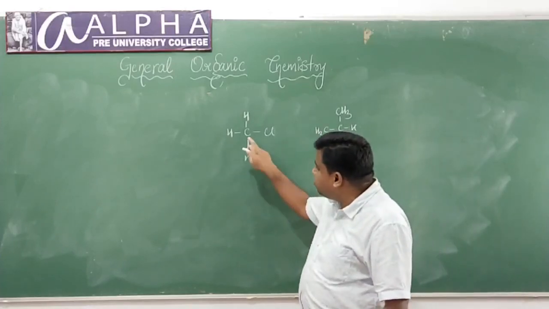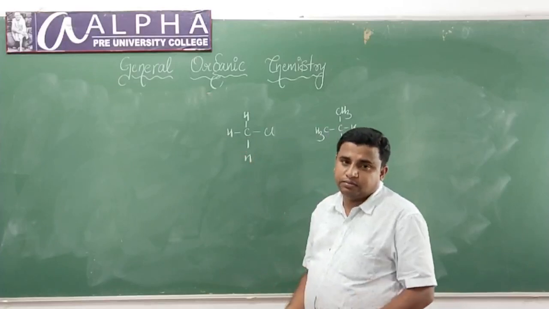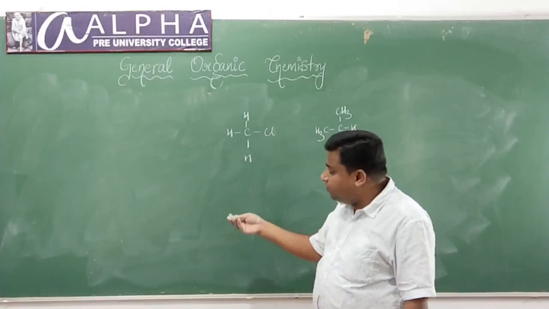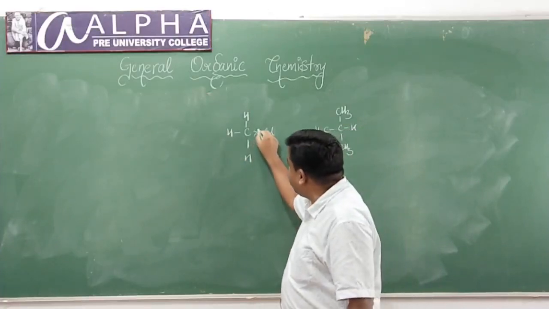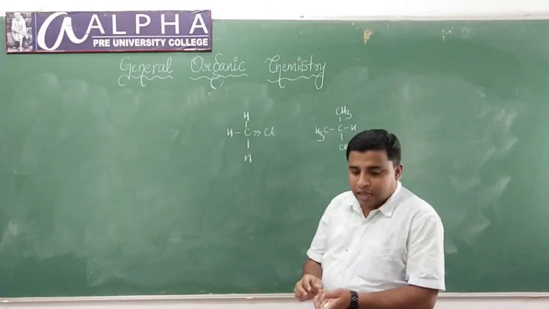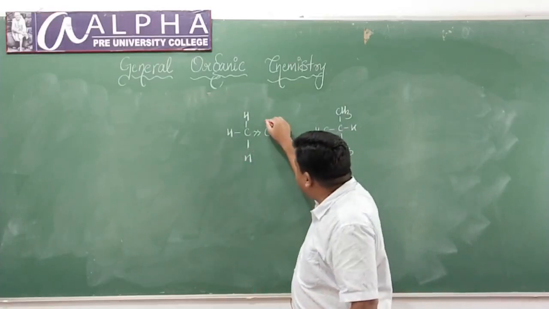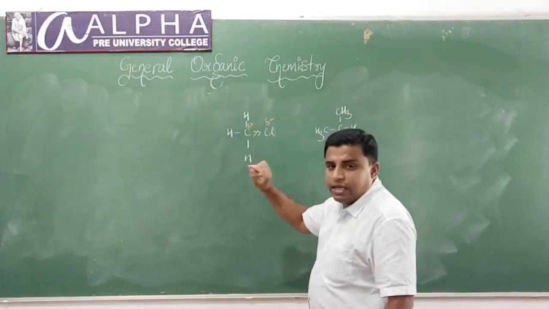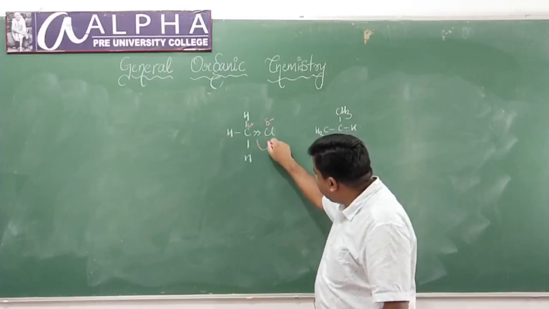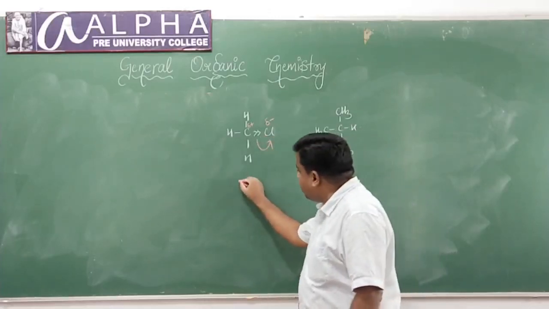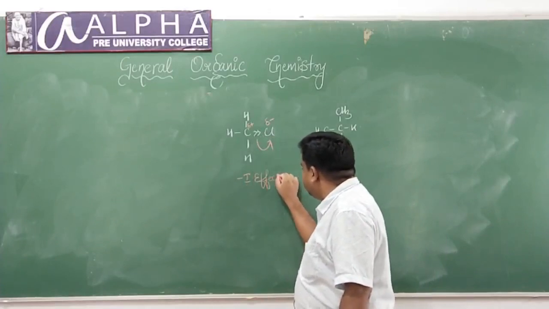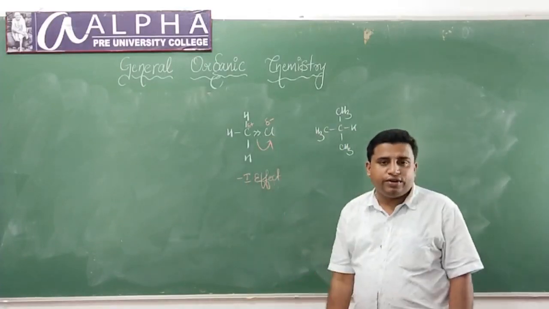We know chlorine is more electronegative than carbon. What will happen here? The shared pair of electrons will be displaced towards chlorine, and hence chlorine is going to develop a partial negative charge and carbon is going to develop a partial positive charge. Here the shared pair of electrons is displaced away from carbon. Therefore, what type of effect is it? Negative inductive effect.